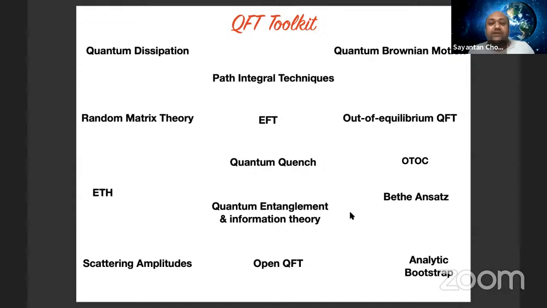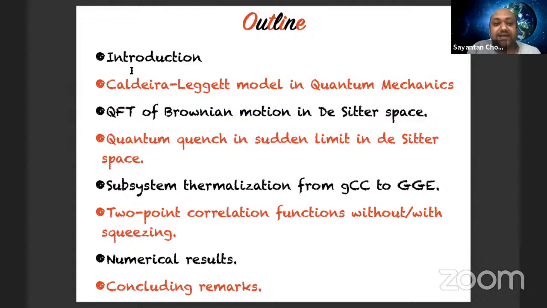So we know that quantum field theory deals with various tools and techniques, like quantum dissipation, path integral, Brownian motion, random matrices, effective field theory, and many more tools and techniques we use in various contexts. In this work, I'm going to use quantum dissipation, path integral techniques, quantum Brownian motion, out of equilibrium physics, and quench.